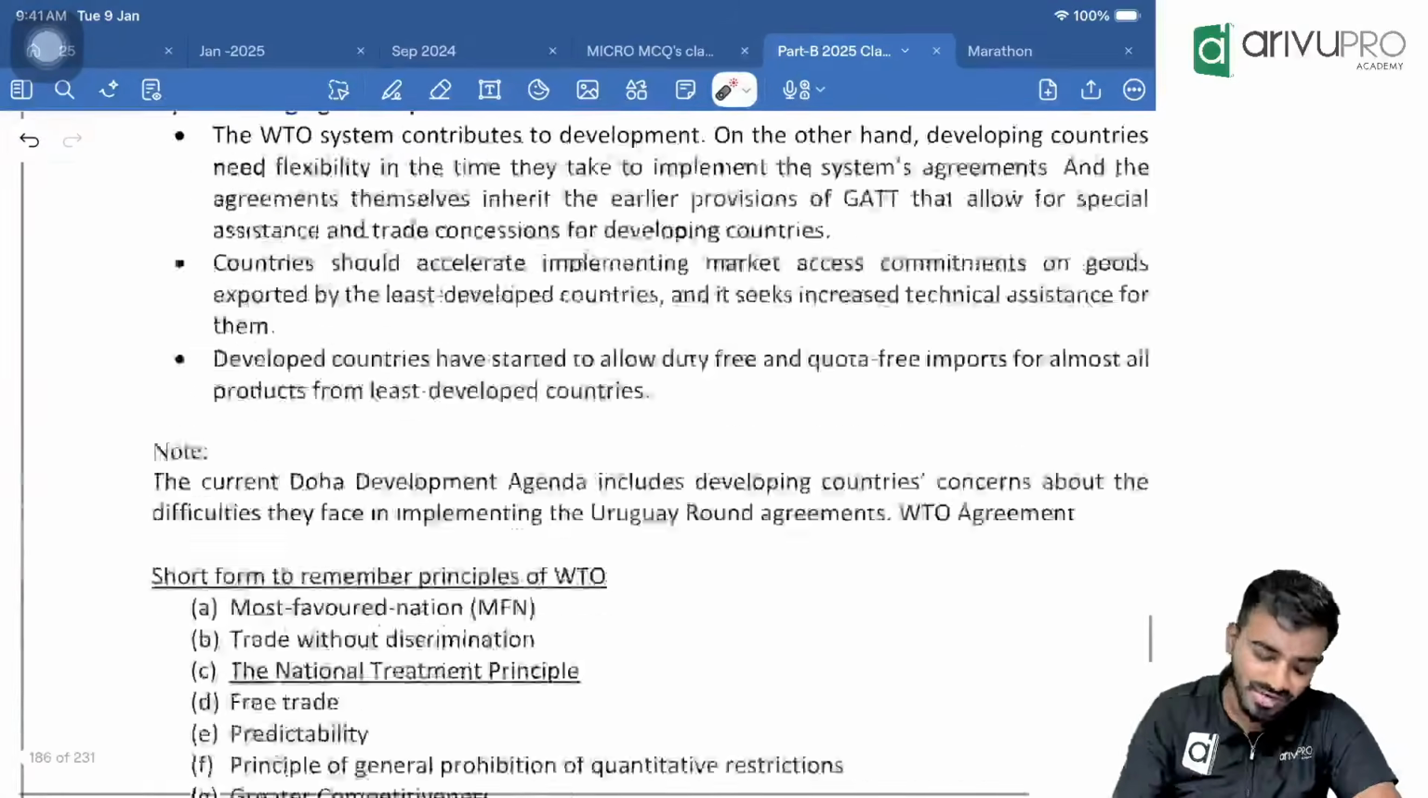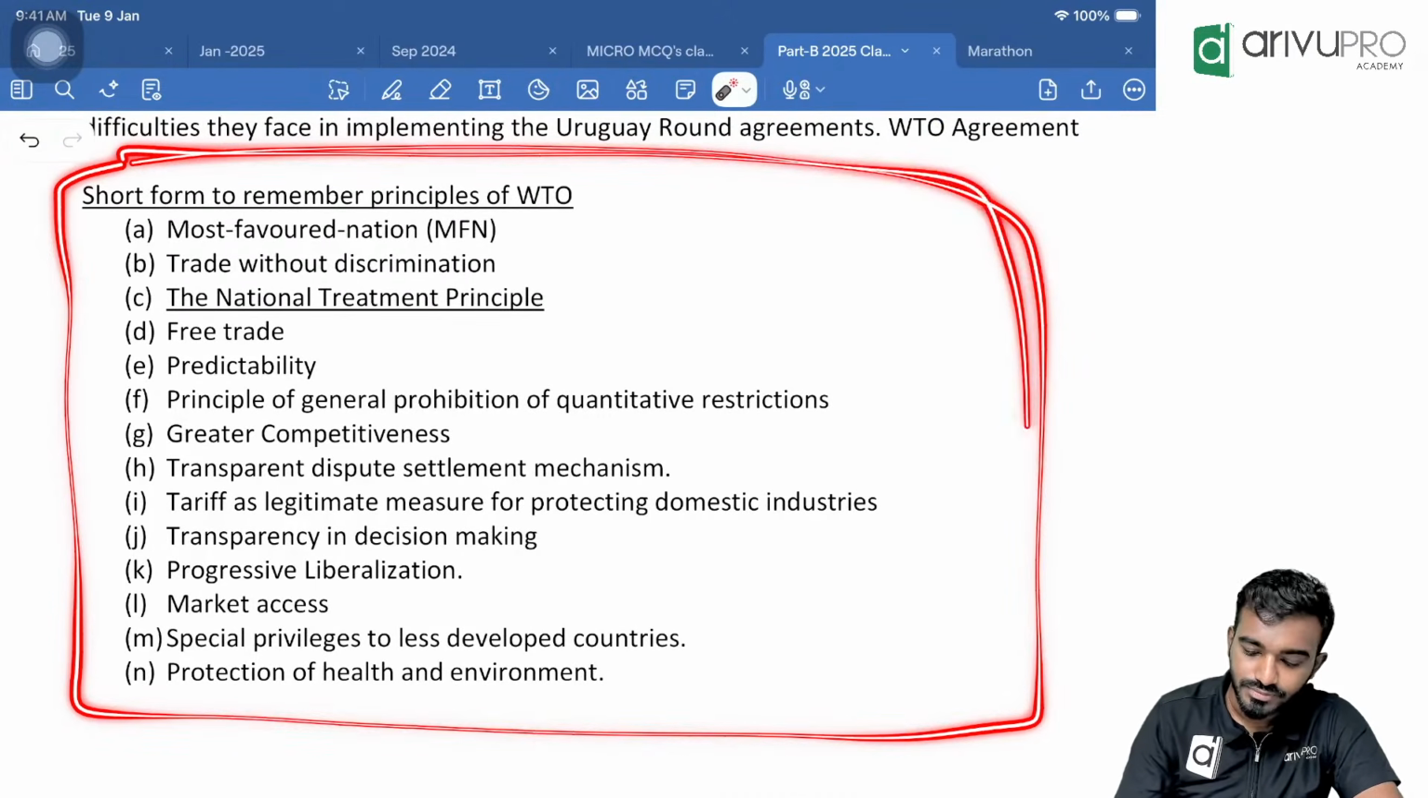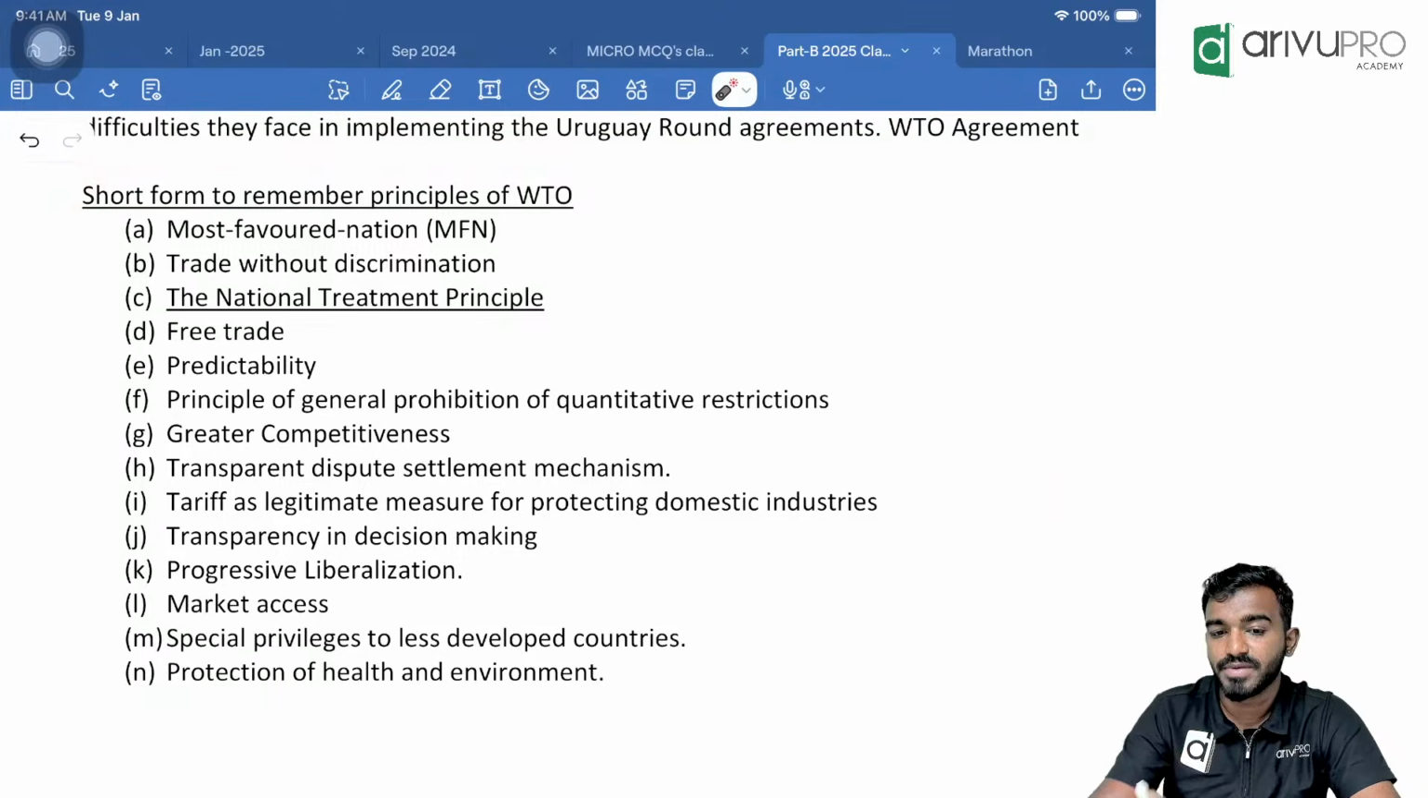All this I've now given in the shortest form, with keywords to remember. Just pause it and read it like a newspaper once. This should be sufficient here.